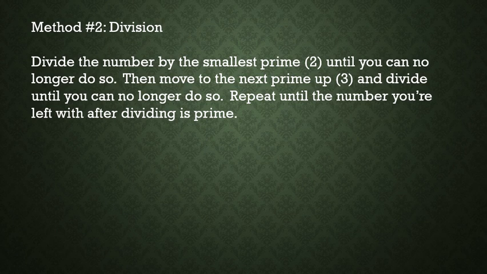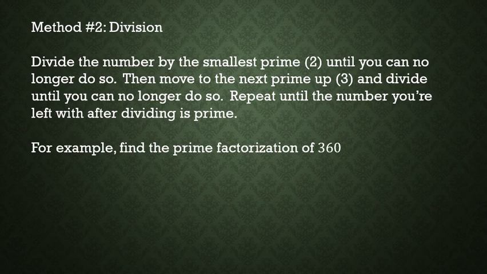Then to write the prime factorization, you're going to write the products of all the times that you divided by 2 and 3 and whatever other primes, and then that last number that you are left over with. So we'll see that in a sample problem here. So we're going to find the prime factorization of 360.